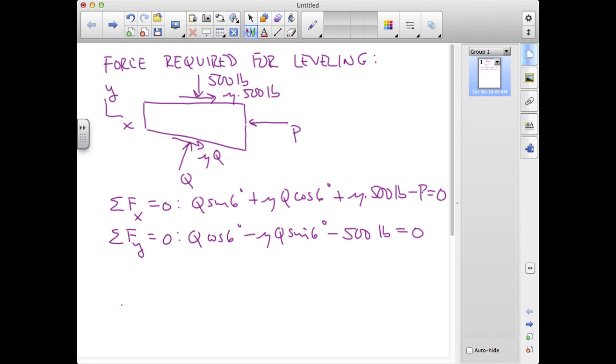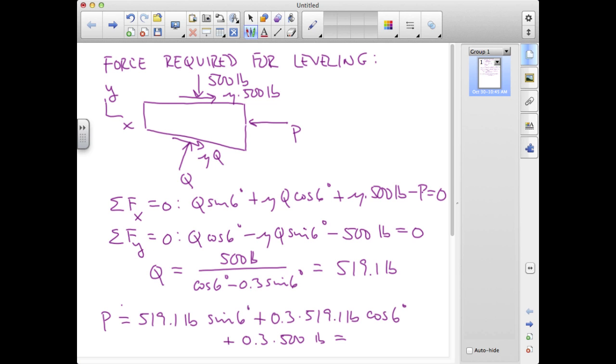So from the second equation we can solve for Q, and that turns out to be equal to 500 pounds over cosine of 6 degrees minus 0.3 sine of 6 degrees, and that number turns out to be equal to 519.1 pounds, so slightly larger than the 500 pounds acting from above. The value for P then we can take by just using the x equilibrium equation and substituting in this value for Q, and we do that, we get these numbers, and we add all that up and we get 359.1 pounds.